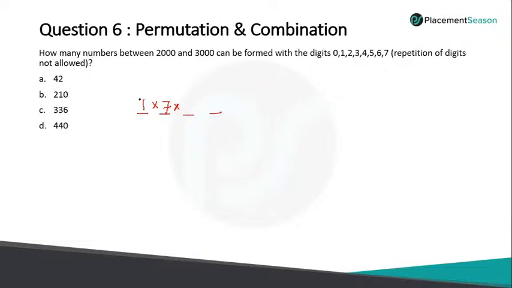Now here we fixed 2. Here we fixed out of the remaining 7, any one will be fixed. Remaining will be 6. And the remaining will be fixed in the fourth position, which is 5. So 7 into 6 into 5, which is nothing but 210. So 210 numbers can be formed. Simple. Right. Next question.